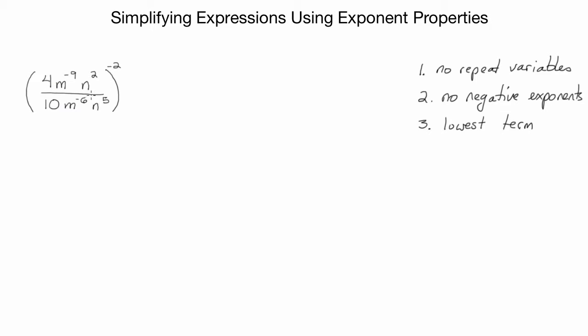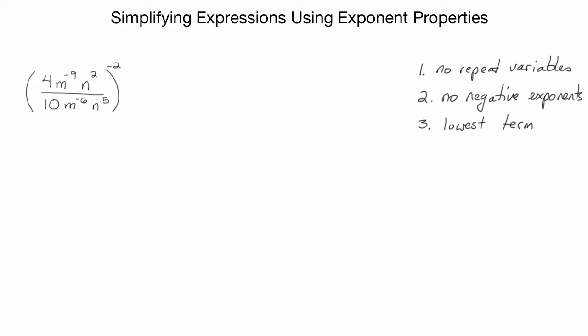So we've got a fraction. I've got 4 times m to the negative ninth power and n squared, divided by 10 times m to the negative 6 times n to the fifth, and the whole thing is taken to the negative second power. Now, on a problem like this, it may be tempting to want to take the negative 2 power and start applying it to everything. And you could. That'd be applying an exponent to a fraction. You do it to the numerator and the denominator.